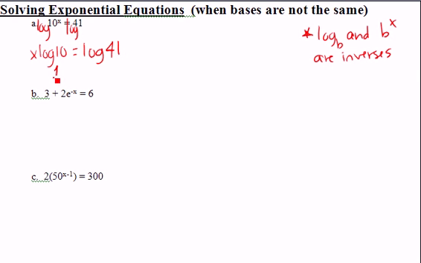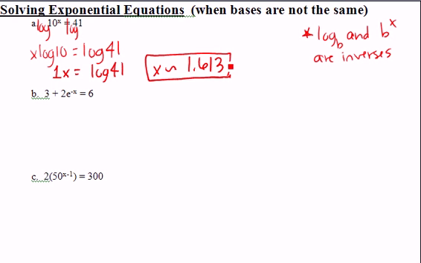It's 1. If you didn't know what it was, you could take the calculator, since it's base 10, and enter log of 10. But essentially here we have 1x equals the log of 41, which is not a whole number. You could get a decimal approximation here. This says x is approximately 1.613. And there's your solution. You could check that number by plugging it in. 10 to the 1.613 should be approximately 41.